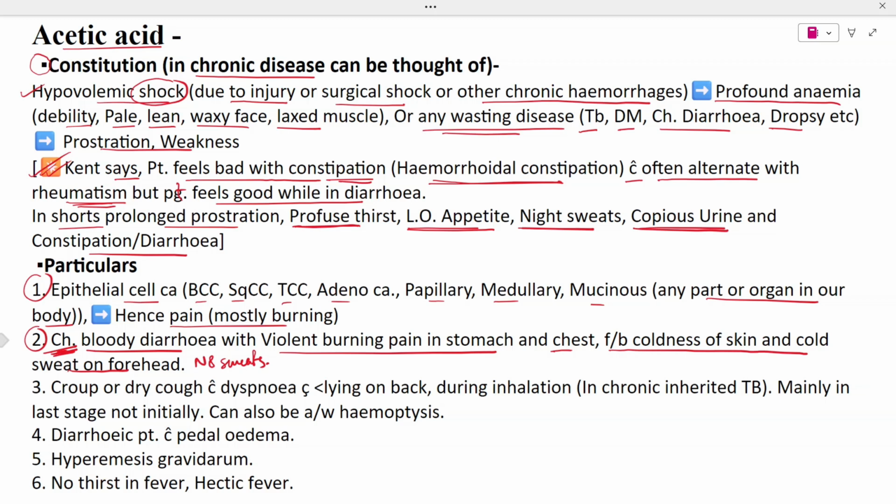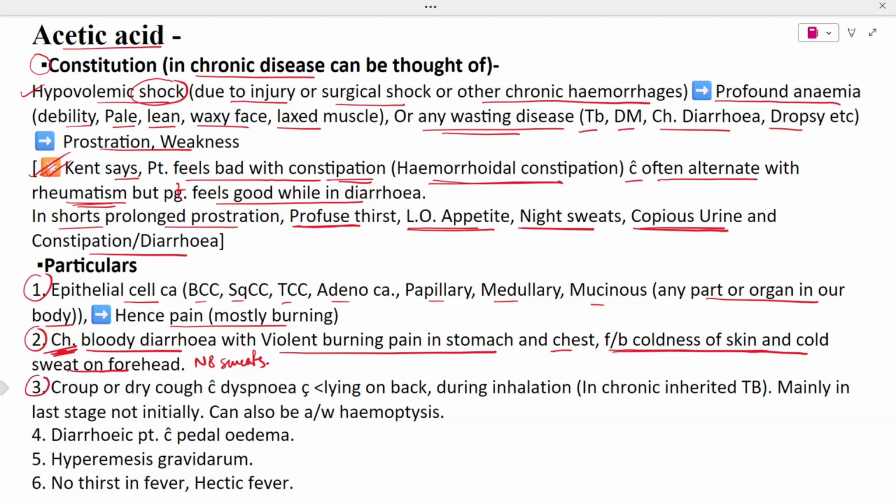So, in diarrhea, along with that, there may be an association of burning pain in the stomach or chest, often heartburn-like symptoms, followed by coldness of skin and cold sweat on the forehead, or night sweat. That is the feature of acetic acid. So in that scenario we can think of acetic acid in chronic diarrhea.